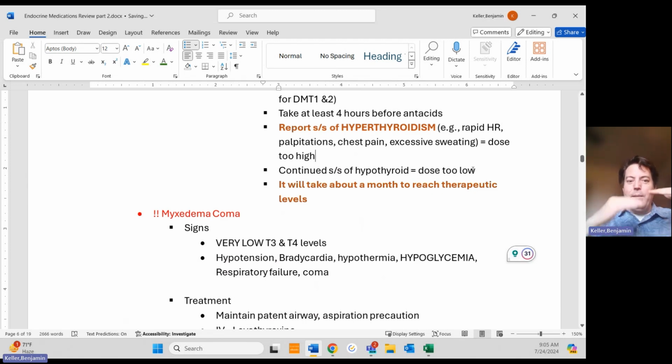It usually takes about a month for them to reach that therapeutic level. That's because the thyroid gland has to continue to absorb the hormone so it has that available. So it just takes some time.